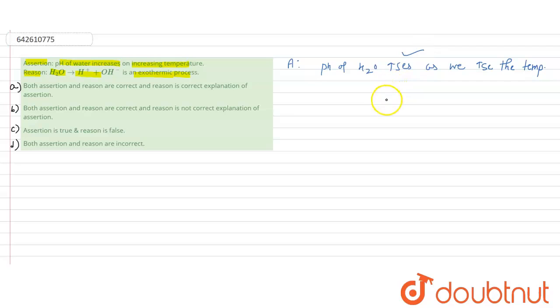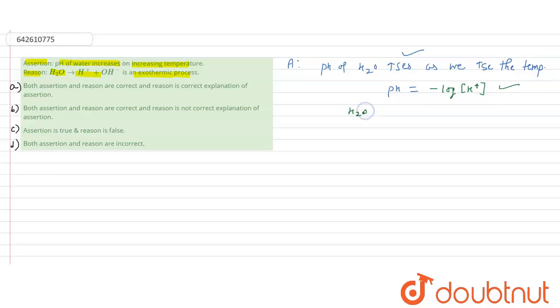We know that pH is equal to minus log of the concentration of H positive ions. This is the pH. Now you can see here the pH of H2O increases as we increase the temperature, but there is no constant temperature term here. So let's see it in another way.